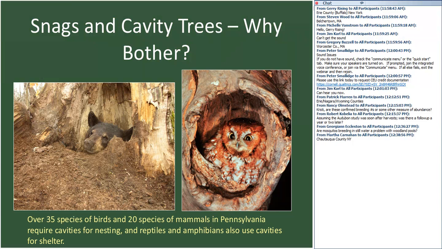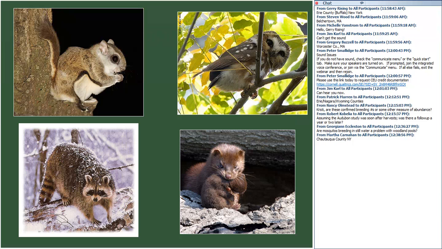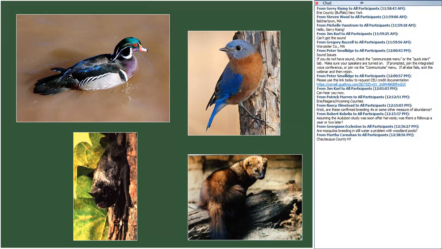Here you have that nice bear at the base of a large tree with a big cavity in it. And then you also have things like the screech owl pictured at the right. Here's a survey of some of the really neat creatures that inhabit cavities. Here you have a flying squirrel, a saw-whet owl, a mink, and a raccoon. Wood ducks use cavities, and bluebirds, and the Indiana bat, and martins and fishers.